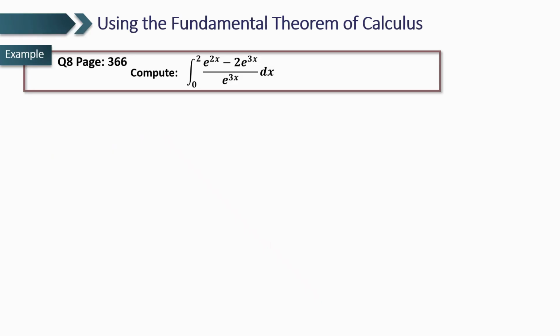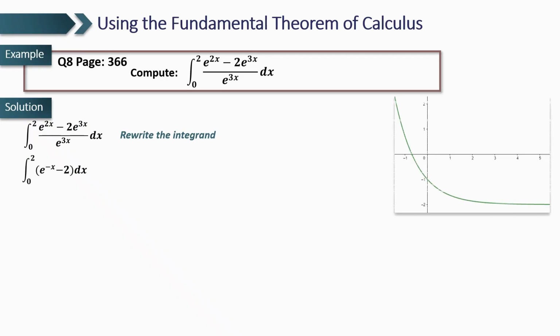Let's try out this question. If you notice here, you can see the denominator e power 3x. Let's split it into e power 2x and negative 2 e power 3x. And so we will be getting e power 2x minus 3x. Let's take it to the numerator. So 2x minus 3x is nothing but negative x. In the second half, you can cancel e power 3x, and so you get minus 2.